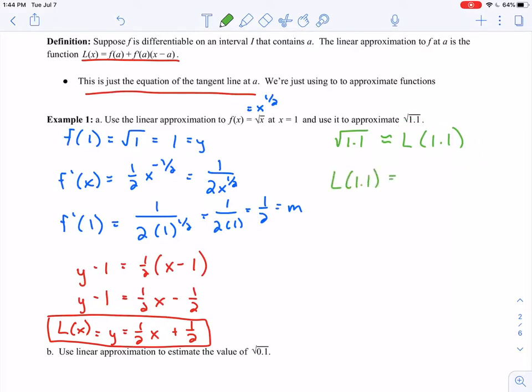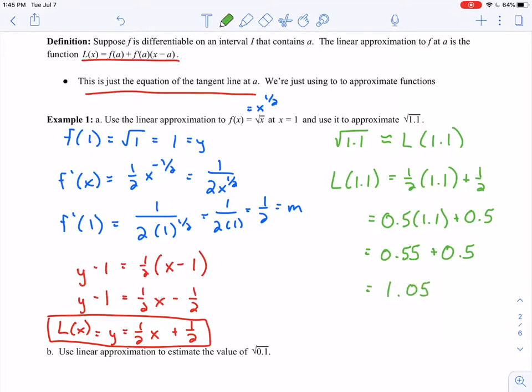L of 1.1 is just 1 half times 1.1 plus 1 half. Maybe we'll write this as 0.5 times 1.1 plus 0.5, just so that we have everything in decimals. And so let's see, 0.5 times 1.1, that should be 0.55 plus 0.5. So I end up with 1.05. So this is my L of 1.1, and this is my approximation to square root of 1.1. So this is the conclusion that I'm trying to draw at the end of the day. I may not know exactly what square root of 1.1 is, but I know it's probably pretty close to 1.05.